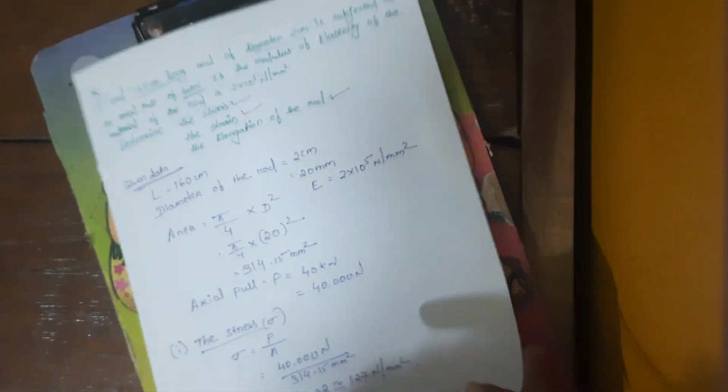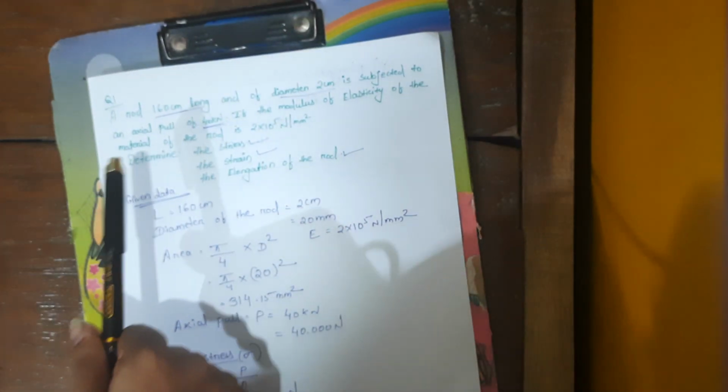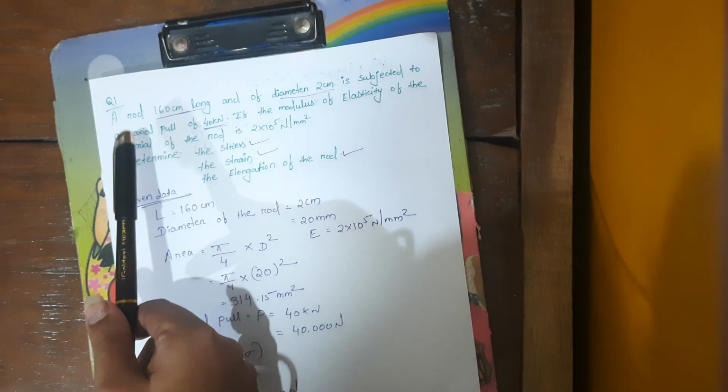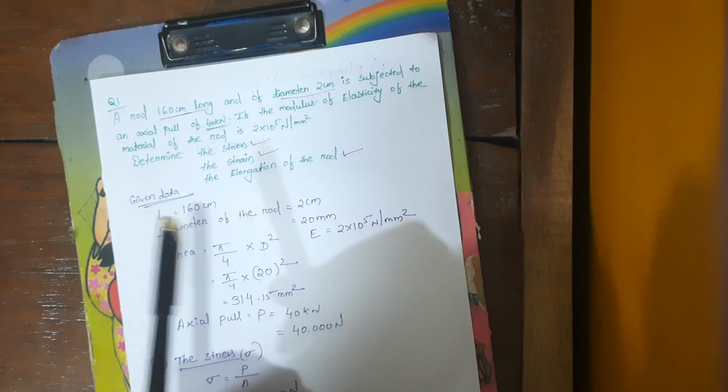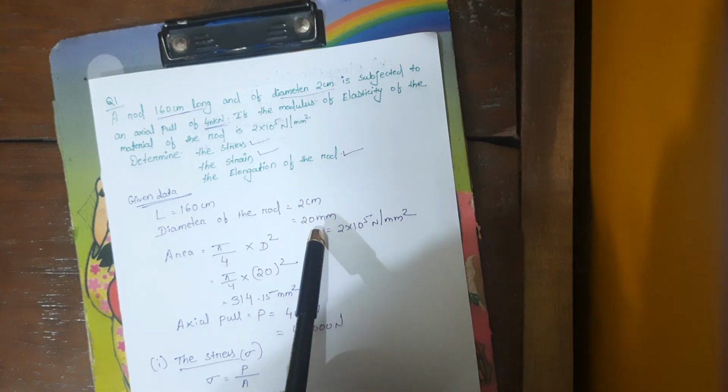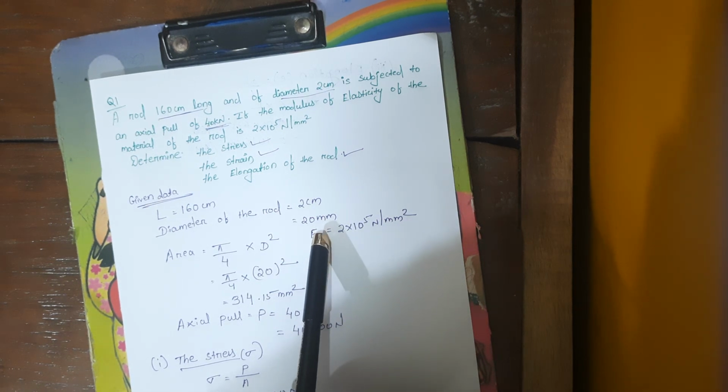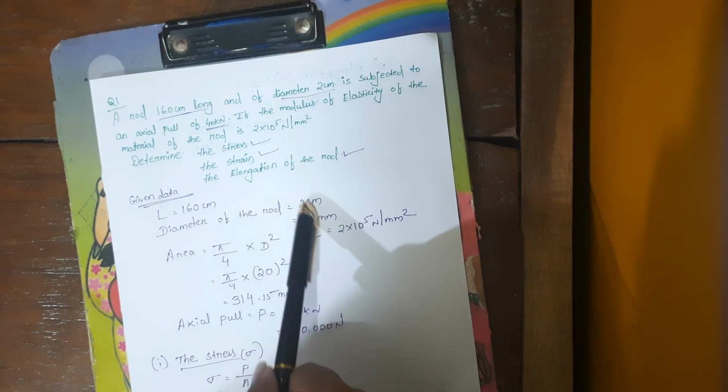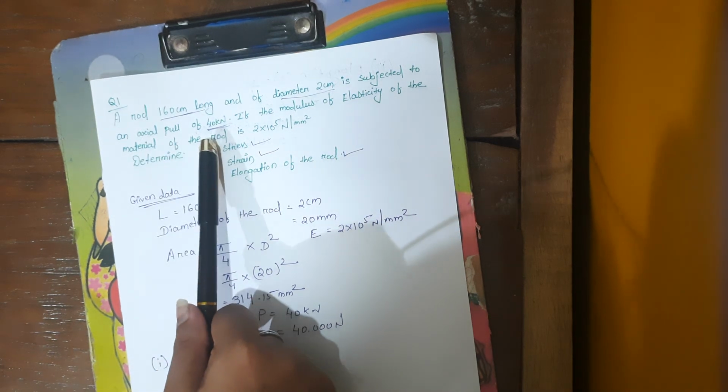I hope all of you understood. Again, I will repeat this question. In this question, the given data is the length, then the diameter, then the modulus of elasticity, and the axial pull load also.